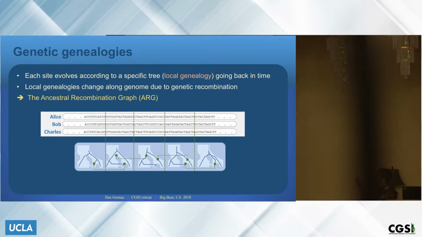So this is pretty much what the ARG is. It's a graphical structure that exactly describes this. It describes the local genealogies in each position and how they change, how one local genealogy changes to become the next local genealogy in this sequence. Together, you can reconstruct the entire genetic genealogy. So an ancestral recombination graph is pretty much just a genetic genealogy of your data.